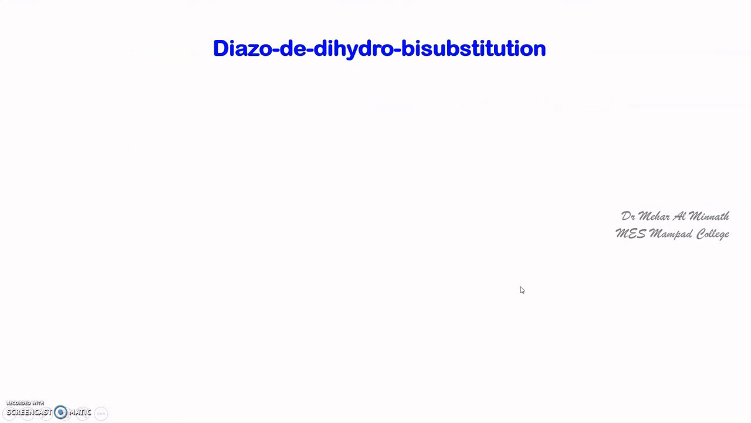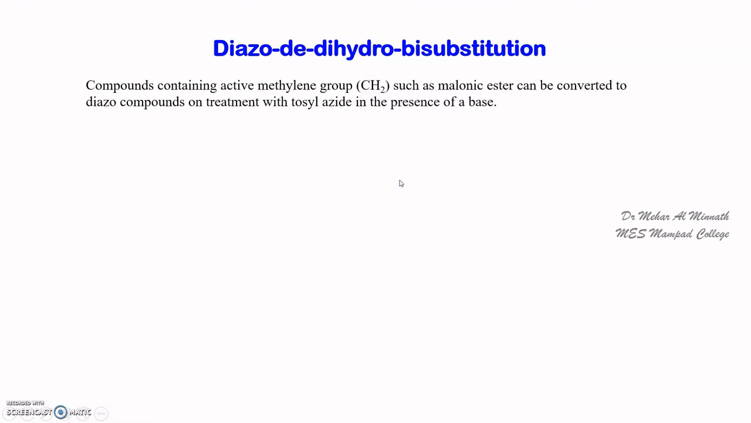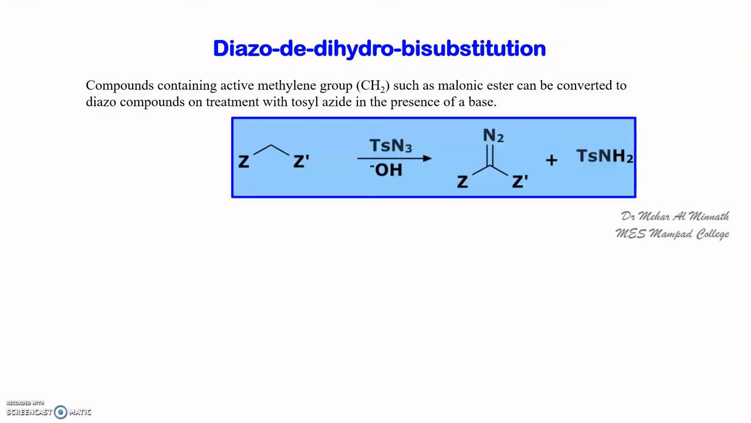Now another reaction which we need to understand is diazo transfer, or diazo group substitution. Compounds containing active methylene group, such as malonic ester, can be converted to diazo compound when you treat it with tosyl azide in the presence of a base. Okay, so you have an active methylene group. This is malonic ester, for example. At the active methylene group, you are treating it with tosyl azide in the presence of a base. You get diazo compound.